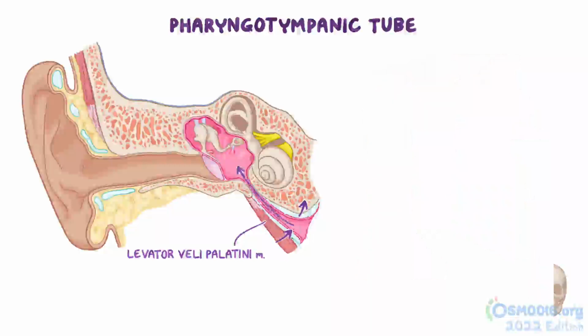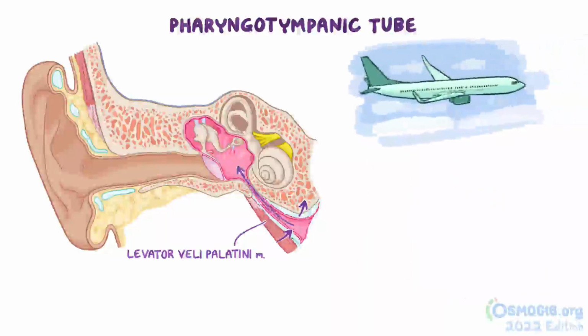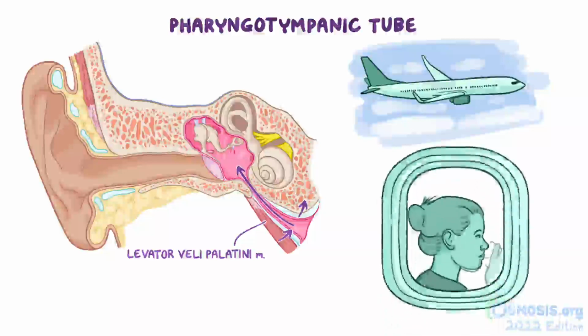Do you know when your ears get clogged on an airplane? Well, that's because the atmospheric pressure changes, and it's no longer equal to that inside the middle ear. To relieve that pesky feeling, we often swallow or chew gum. This makes the muscles of the soft palate open the pharyngotympanic tube, equalizing the pressure on both sides of the tympanic membrane and making our ears pop.